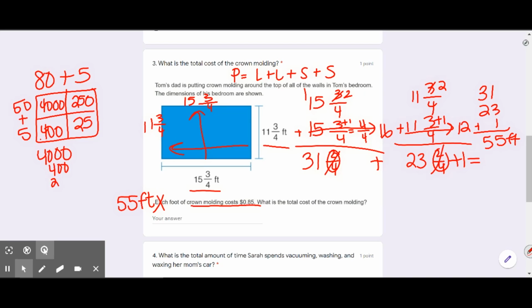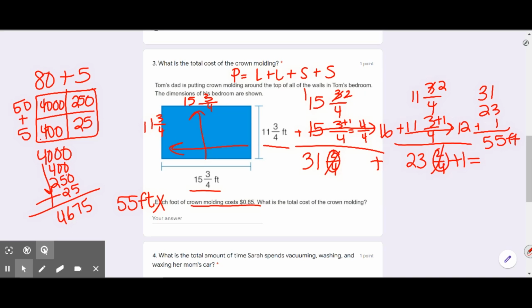400, 250, and then 25. All right, let's see what we get. We have 5 here. 2 plus 5 is 7. 2 plus 4 is 6. Bring down the 4. Okay, cool.